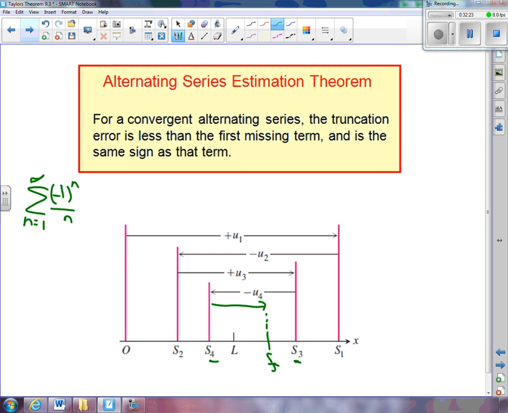All right, so now, if you look at this, the error, how far off I am from the limit L, is never going to be more than the next term. Like the distance, how long this line is, is always going to be more than the line from where you were to the limit.